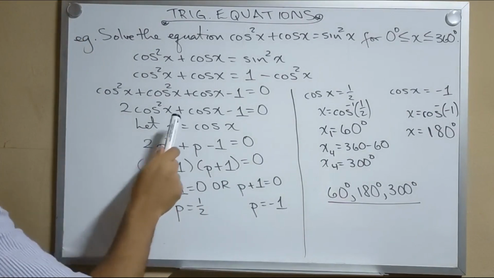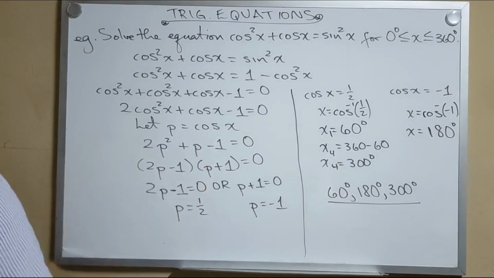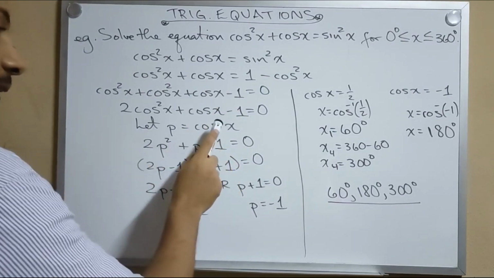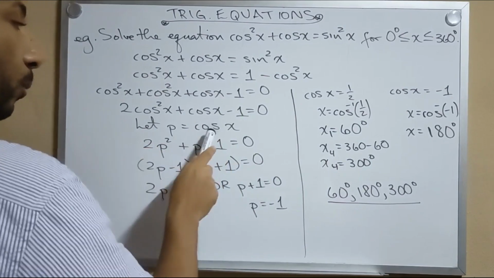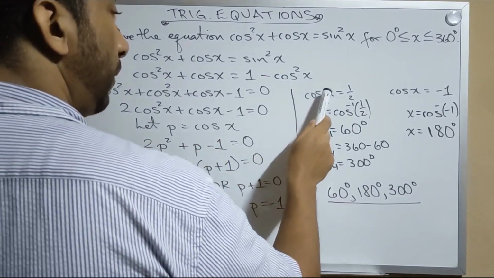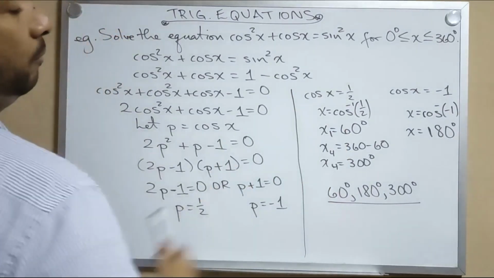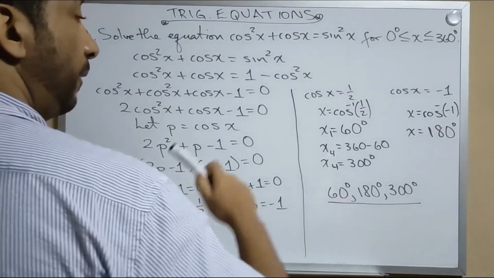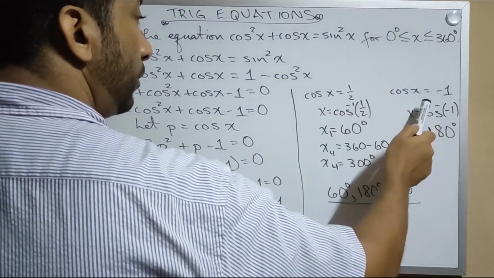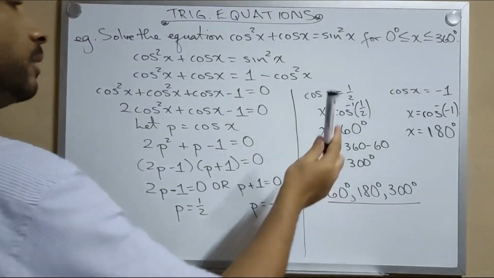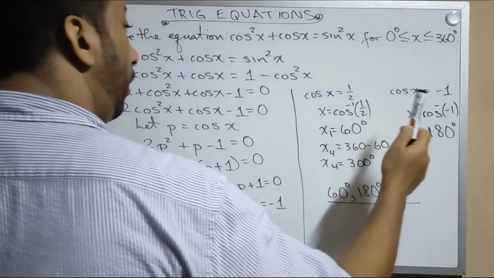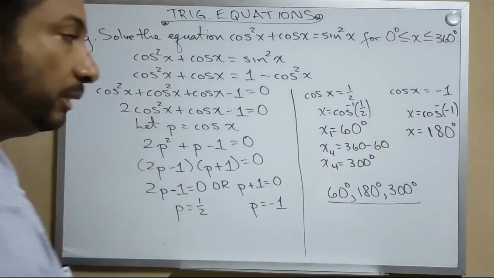Now recall that p was equal to cosine x. So we have only solved for p, we haven't solved for x. To solve for x, I then replace p with cosine x, so I'll have that the cosine of x is equal to 1/2 and the cosine of x is equal to -1. So to find x, I'll find the inverse cosine of 1/2 and the inverse cosine of -1. So the inverse cosine of 1/2 is 60 degrees, and the inverse cosine of -1 is 180 degrees.